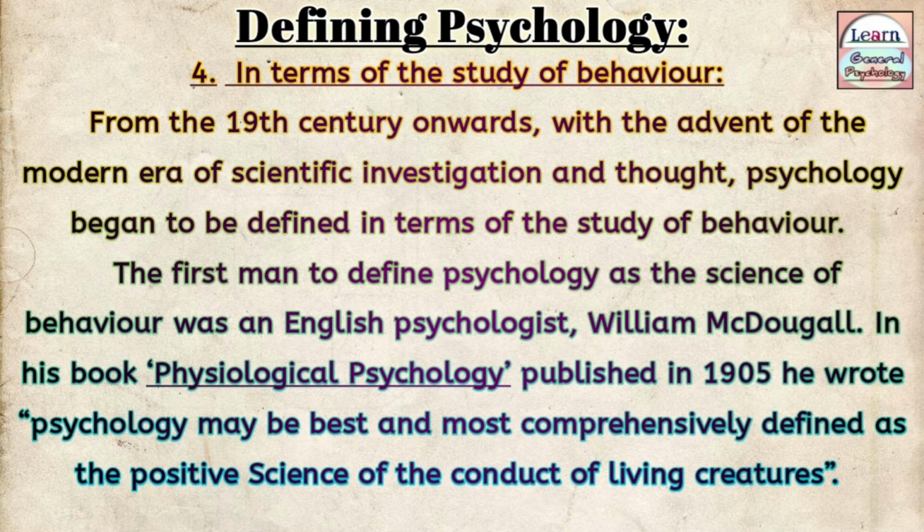4. In terms of the study of behavior. From the 19th century onwards, with the advent of the modern era of scientific investigation and thought, psychology began to be defined in terms of the study of behavior. The first man to define psychology as the science of behavior was an English psychologist, William McDougall. In his book Physiological Psychology, published in 1905, he wrote, "Psychology may be best and most comprehensively defined as the positive science of the conduct of living creatures."